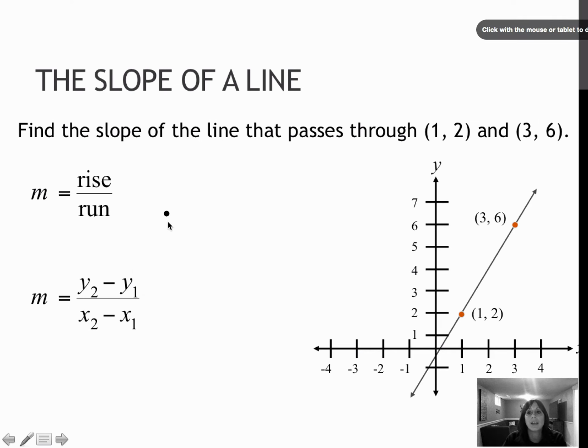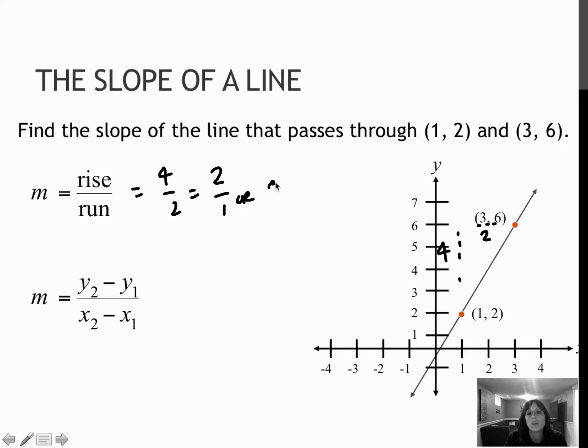So again, we found the slope each way. We're going to do this one again the same way. So rise over run to get from one to the other. Here I would be going up, it looks like 4 units, and then to the right 2 units. So my slope would be 4 over 2, which would reduce to 2 over 1, or just 2.